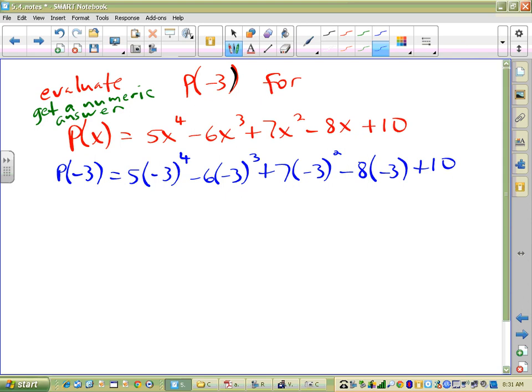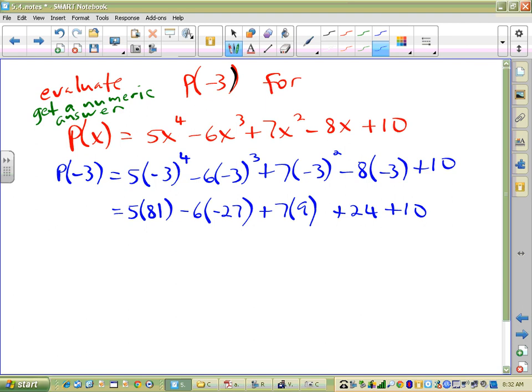Now I'm going to do some PEMDAS. Negative 3, the quantity to the 4th, that's 3 squared squared. It's going to be positive, it's going to be 81. So that's going to be 5 times 81. Negative 3, the quantity cubed, is going to be negative 27. So I got minus 6 times negative 27. Negative 3, the quantity squared, is going to be 9. So I get plus 7 times 9. Minus 8 times minus 3, that's going to be plus 24. And then plus 10 on the end. Okay.